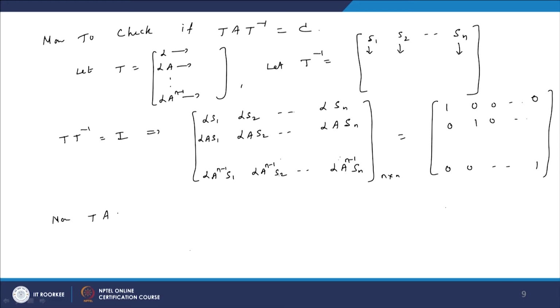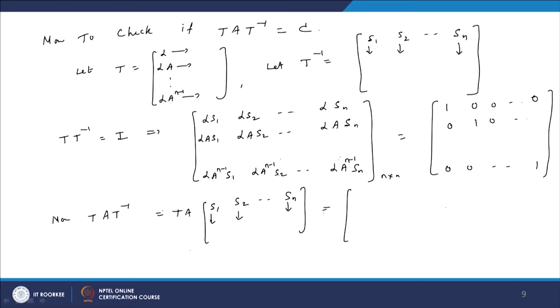if you take T A T inverse, that is nothing but T A multiplied by S1 S2, etc., isn't it? First column, S2 is second column, Sn is the nth column. So, we will get the expression like this.